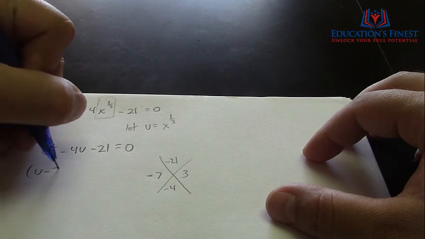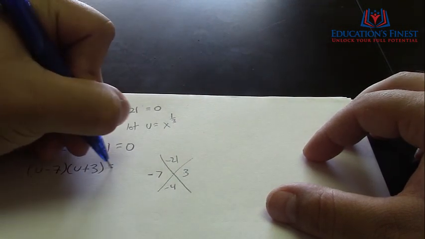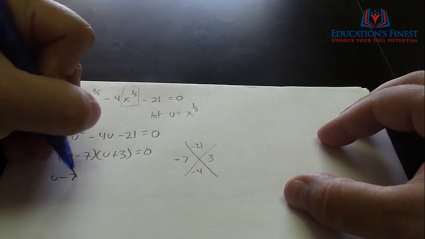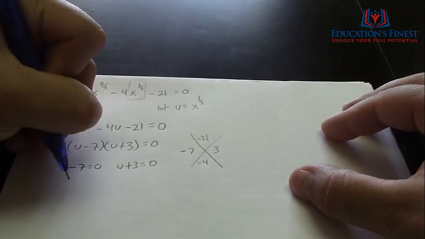So we got u minus 7 times u plus 3 equals 0. You set each of these guys to 0. U minus 7 equals 0. U plus 3 equals 0. Add 7.